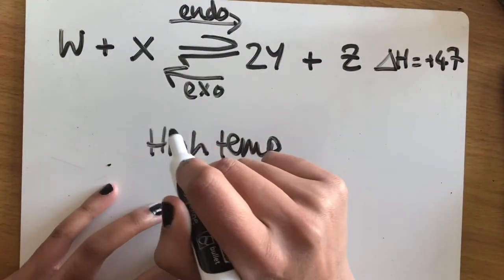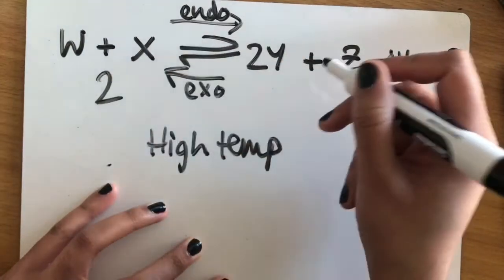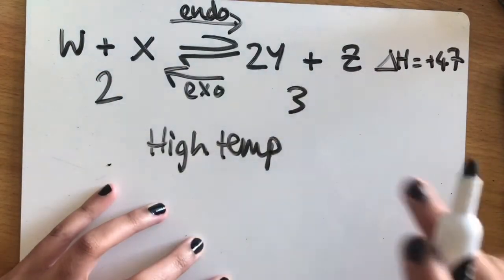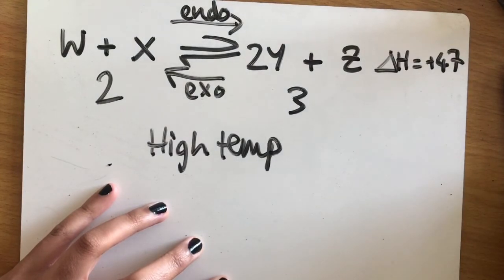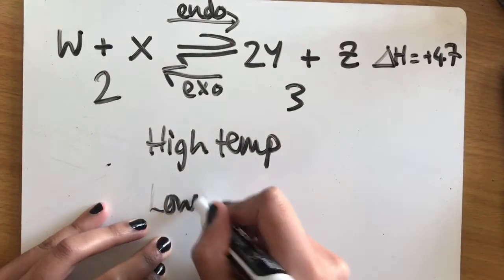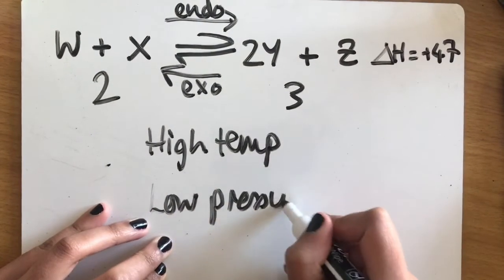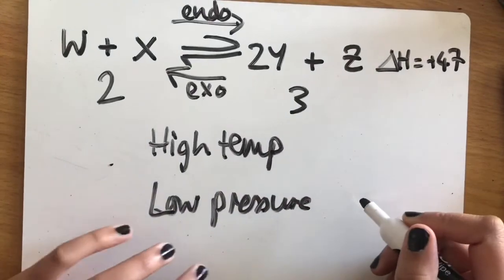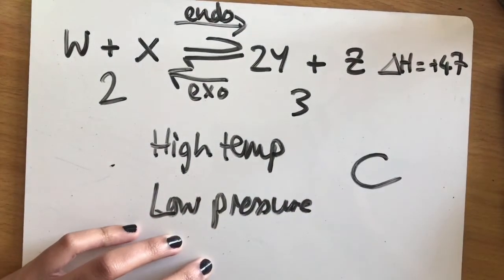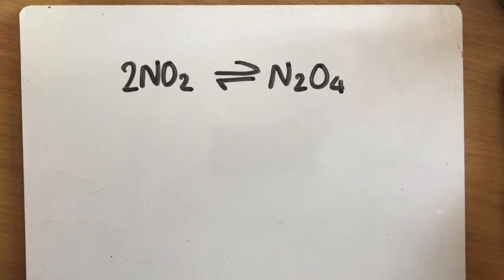Now, in terms of pressure, we've got 2 moles on the left and 3 moles on the right. If we want to push the equilibrium towards the side with more moles or more particles, we're going to need to decrease the pressure. So a low pressure. So which of our options has low pressure and high temperature? The answer is C.